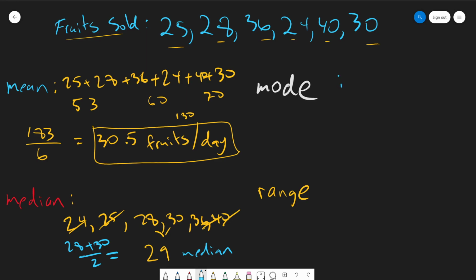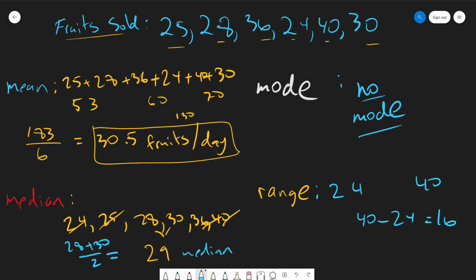My mode is the term that shows up the most. So if I'm looking here, I don't have a term that shows up more than once. So here I would say no mode. And then a range is how far it is from the smallest to the largest. So 24 is my smallest, 40 is my largest. 40 minus 24, 16.